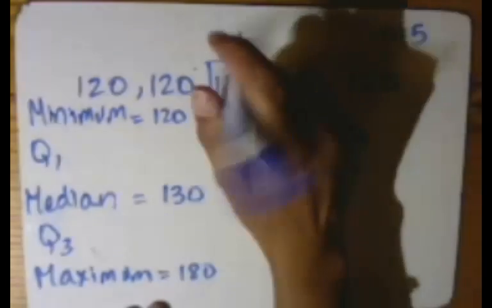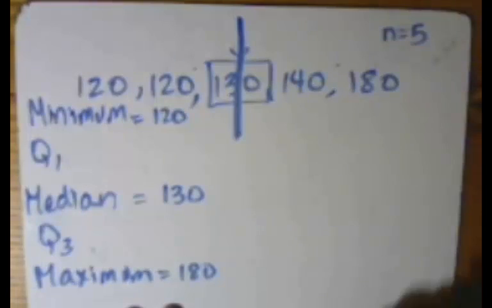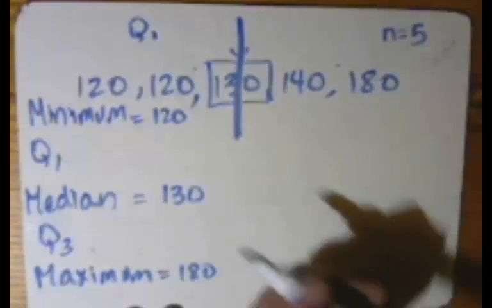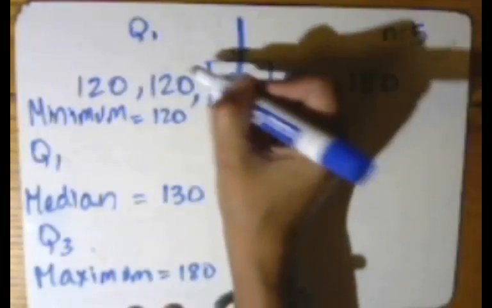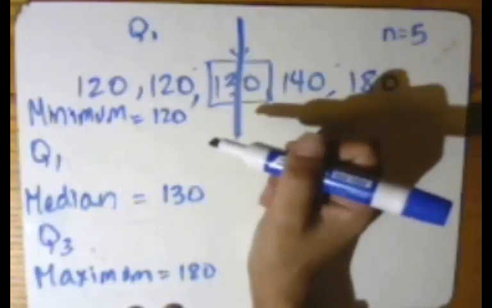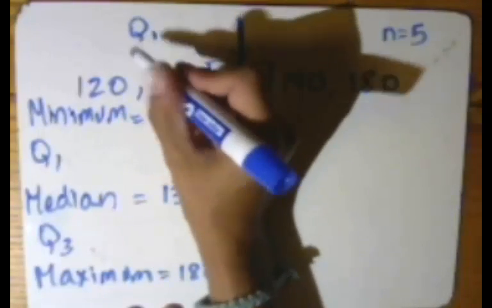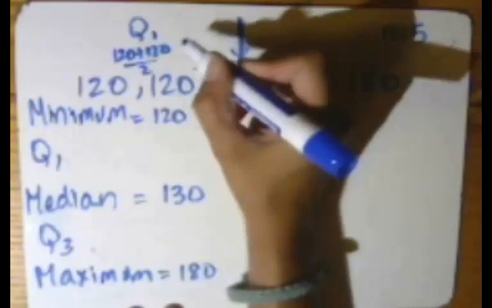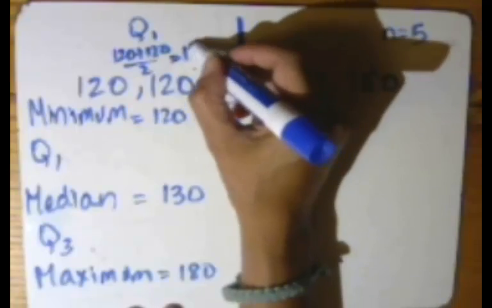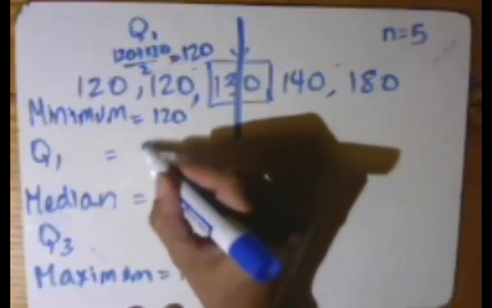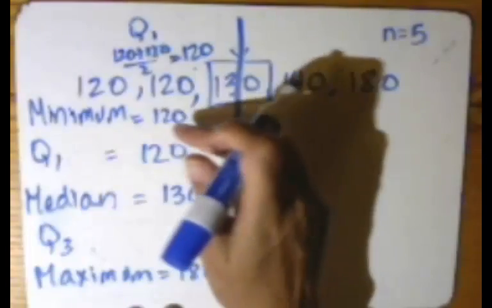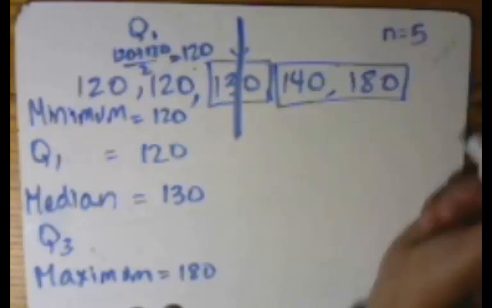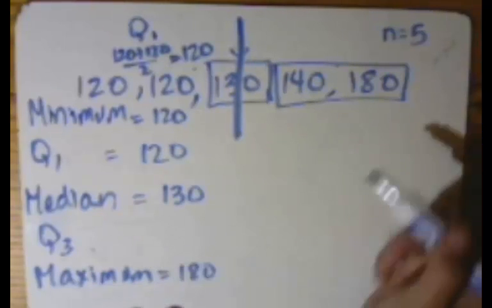The easiest way to find Q1 and Q3 is basically to cross out the median. Then you find the median of the first half, which in this case is just two numbers. We take the average, which in this case is 120 plus 120 divided by 2, which is 120. Our first quartile and our minimum are actually the same here. For the last, it's not going to be the case.